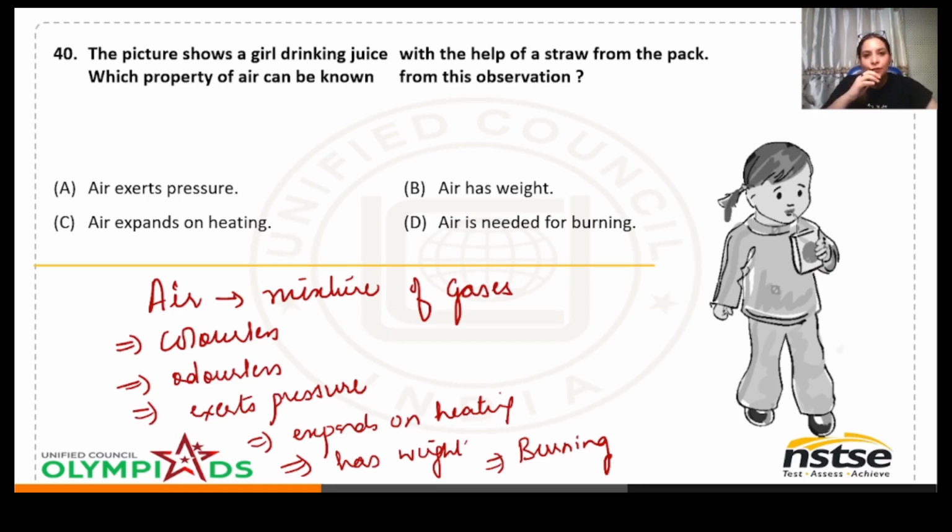When she is trying to drink, she is sucking the air which is present inside, and due to the air pressure over the liquid, the liquid moves up the straw. See, this one is the liquid here in the pack and this is the straw. So when the girl is sucking, the pressure inside the straw falls. But due to the atmospheric pressure, or the air pressure which is exerted on the liquid, the liquid rises up through the straw. So we'll say that this sucking from the straw indicates that air exerts pressure. So option A is the correct answer.